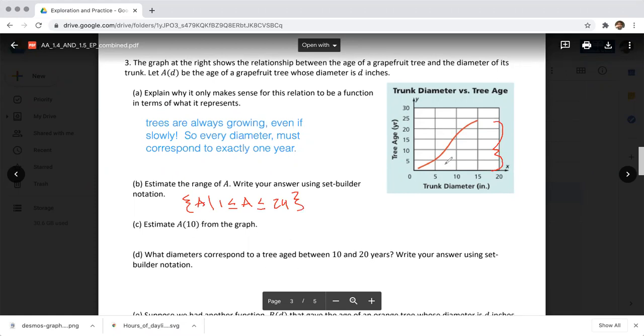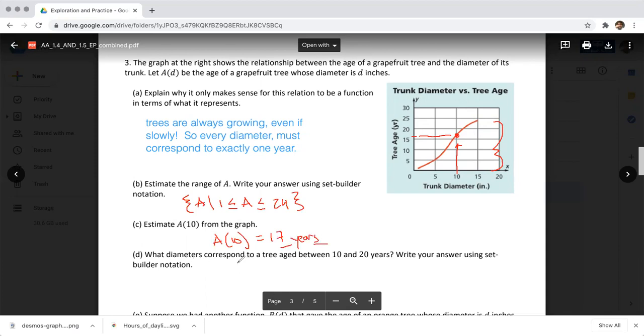Estimate A of 10 from the graph. Well, here's 10, and I want to find A of 10. So that should be right here, right? I find 10, and then I move up. And that looks like it is about 17. So I'm going to say that A of 10 is equal to 17 years.